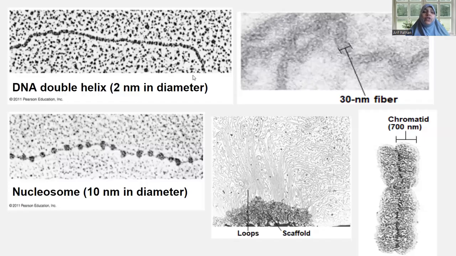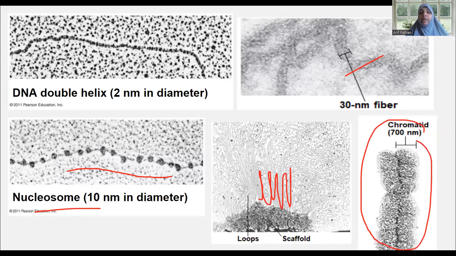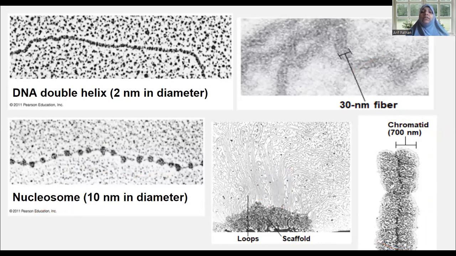So this is the microscopic picture of the packaging. This is the 2 nanometer diameter structure, then 30 nanometer, then the nucleosome. This is how a microscopic picture of the bead-on-string model looks. And this is the folding, and this is how a chromatid looks under a microscope. These are just microscopic pictures that I've included for visual effect.